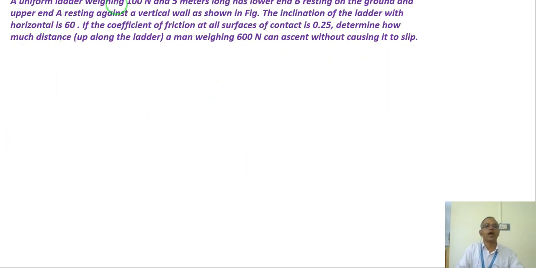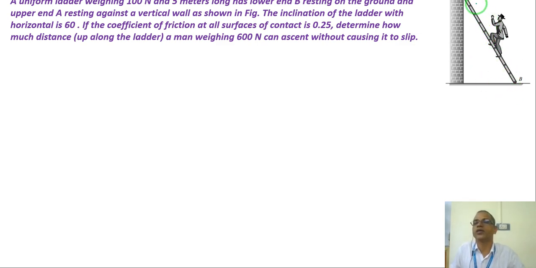This is a uniform ladder weighing 100 Newton and 5 meter long. Here, this is a ladder. A man is climbing. See, he is not holding hand. Okay, 5 meter long, has lower end B resting on the ground, so lower end is resting on the ground here, and upper end A is resting against the wall. The inclination of the ladder with the horizontal is 60. That means this angle is given to me as 60.